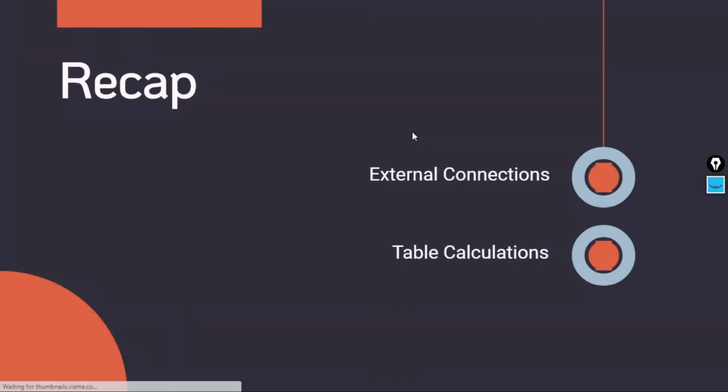Perfect. That brings us to the end of this session. Now let me quickly recap what we have learned in this session. We have learned about external connections, where we learned how to connect with two different application sources. One is Python, another one is R. The one thing that we need to keep in mind while connecting with external connections is that the syntaxes for creating the table differ a little.